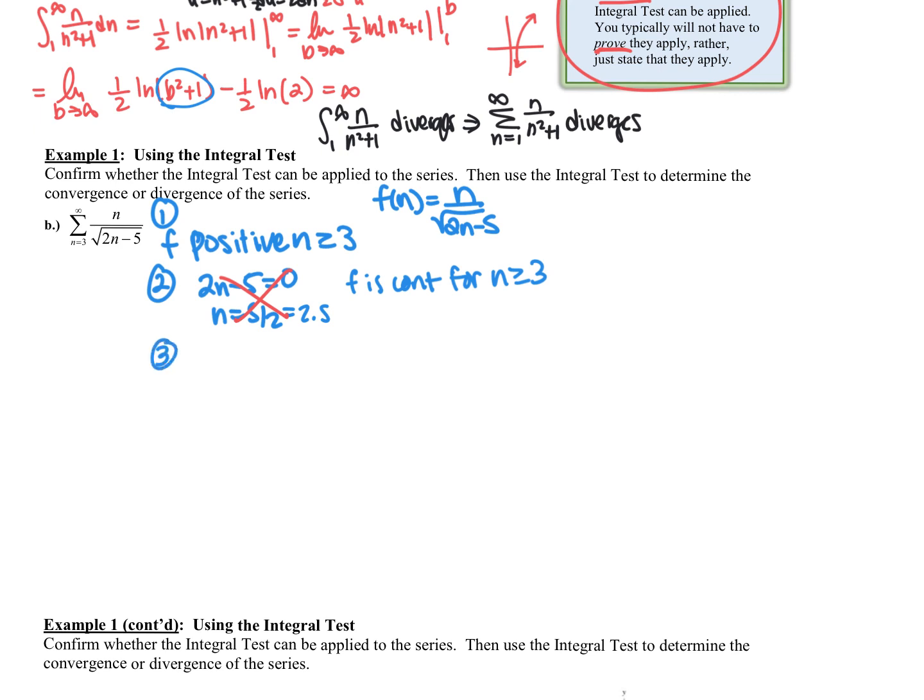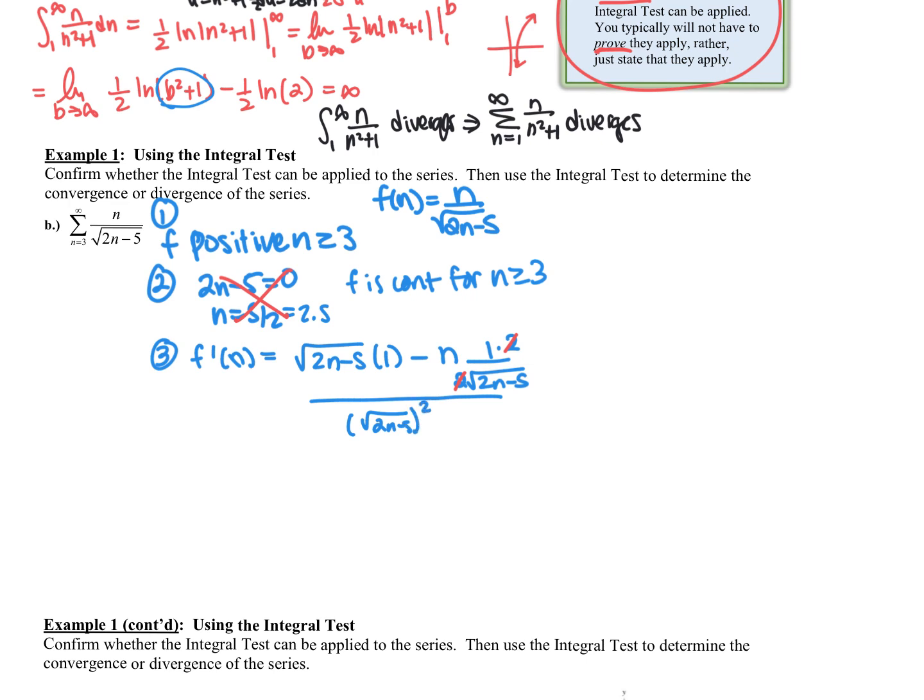Okay, so then we need to check decreasing. So let's go ahead and look at the derivative again to make sure that it is decreasing. So we'll look at f prime of n. We'll do low d high minus high d low. This will be 1 over 2 square root of 2n minus 5 times the derivative of the inside, which will be 2. So these 2's will go ahead and cancel out. And then we'll have that all over the square root of 2n minus 5 squared.